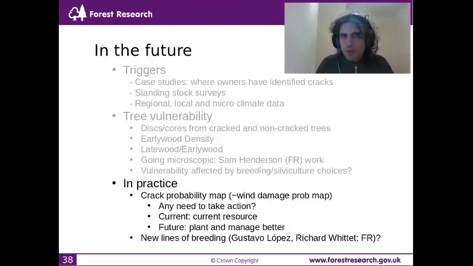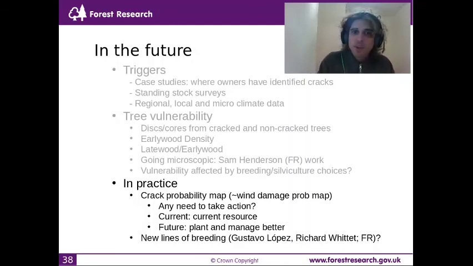In practice, we believe that we will be able to produce a crack probability map through all that work. This will be similar to the wind damage probability maps, of which you are surely aware. This will allow determining whether any action needs to be taken at all, the situation of the current timber resource, and perhaps different ways of managing and planting in the future. This doesn't necessarily mean any dramatic changes, don't take me wrong, but something of the sort: make sure your plantation is well drained.